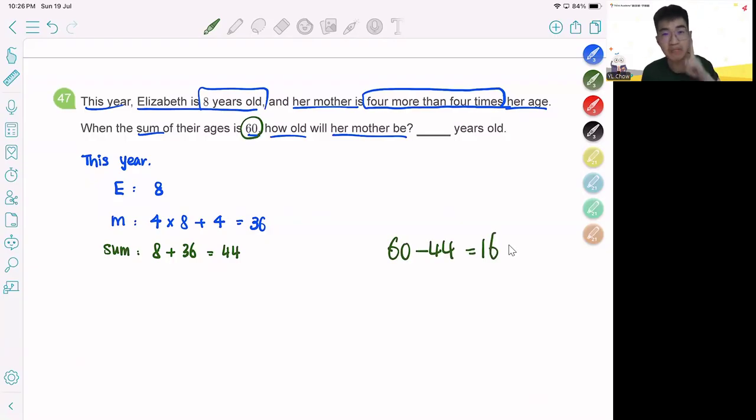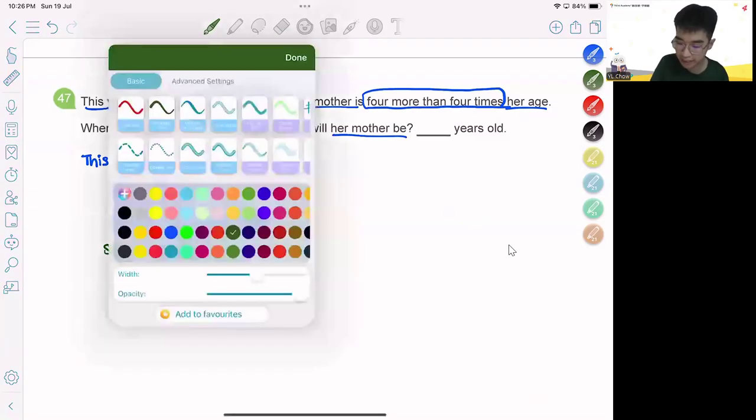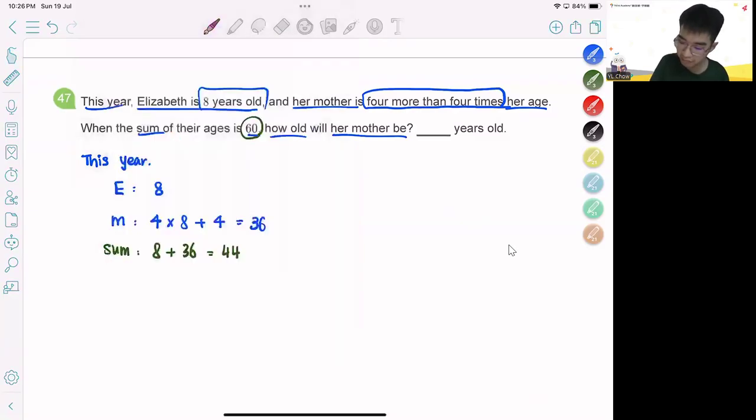This is a common trap point for most of the people here. Because let's see what happens when they grow older and older. This year, their age sum is 44. But let's say, what is their age sum 1 year later? 1 year later, Elizabeth will be 8 plus 1.